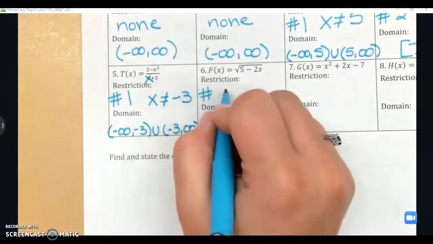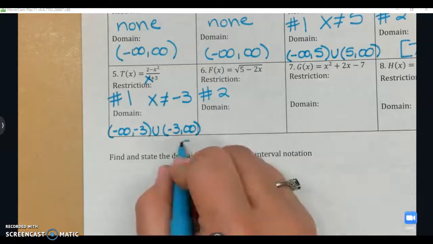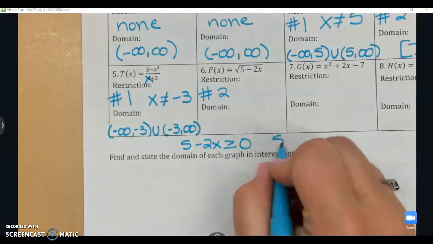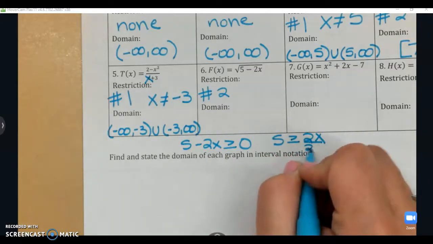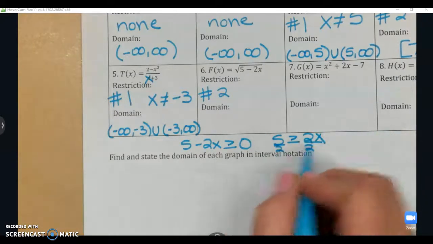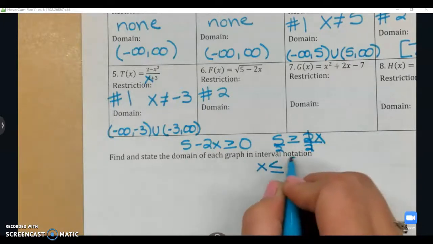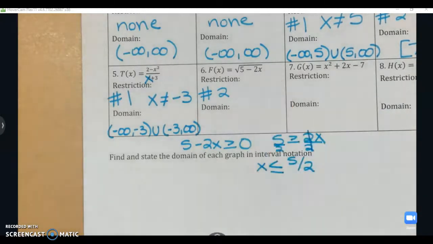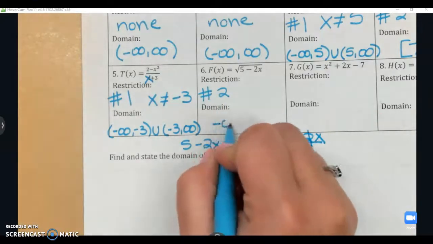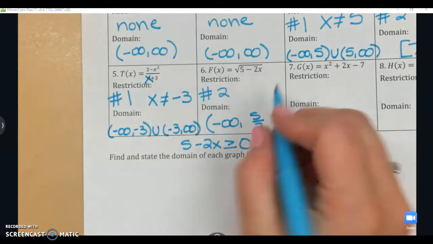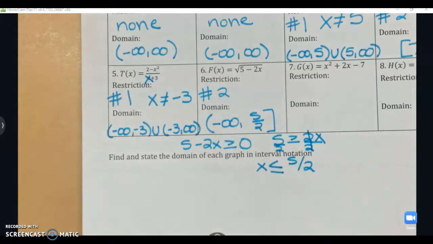All right, number 6. This is number 2 again. I don't want to take the square root of a negative number, so that means that 5 minus 2x has to be greater than or equal to 0. If I move that 2x over, that means 5 is greater than or equal to 2x. Divide everything by 2. And so I find that x has to be less than or equal to 5 over 2, in order to satisfy my restriction, which is that I can't take the square root of a negative. So that's going to be all my numbers from negative infinity to 5 over 2. Infinity gets a parentheses, and I get a bracket on the 5 over 2 because if I input that, I will get an output.